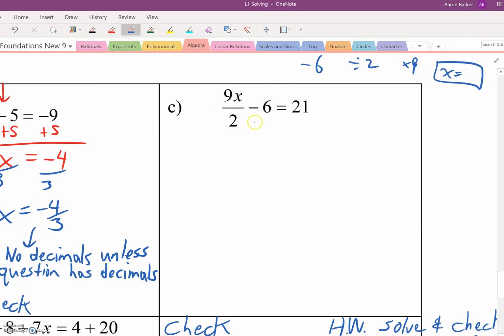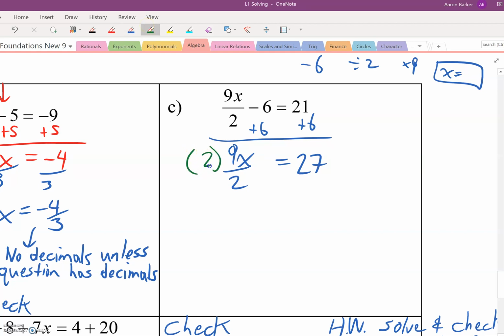So the first thing we're going to do is add 6 to both sides. And so we get 9x over 2. That doesn't change. We did nothing to change it, so leave it the same. Line up your equal sign. Always, always, always. 21 plus 6 is 27. Now, the next thing is to get rid of that 2 in the bottom. Because it's in the bottom, it is a division. And the opposite of division is multiply. So multiply by 2. 9x doesn't change. The 2's cancel out. 27 times 2 is 54.